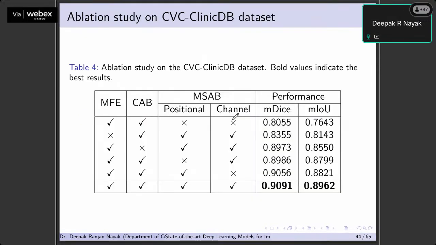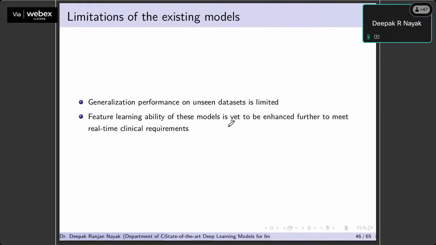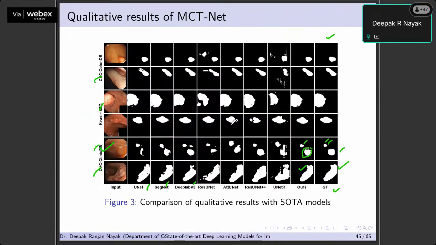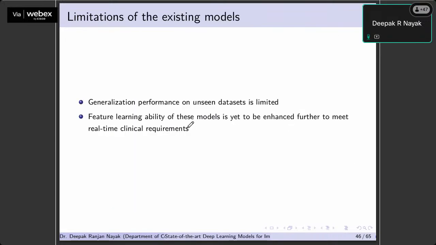Although these models have obtained good performance on seen data sets, their generalization performance is still limited. When applied to an unseen data set, that means a data set on which it has not been trained, and which has been collected from different demographic regions using different imaging devices, it sometimes doesn't give good results. That means the generalization performance of these kinds of models is still not good.